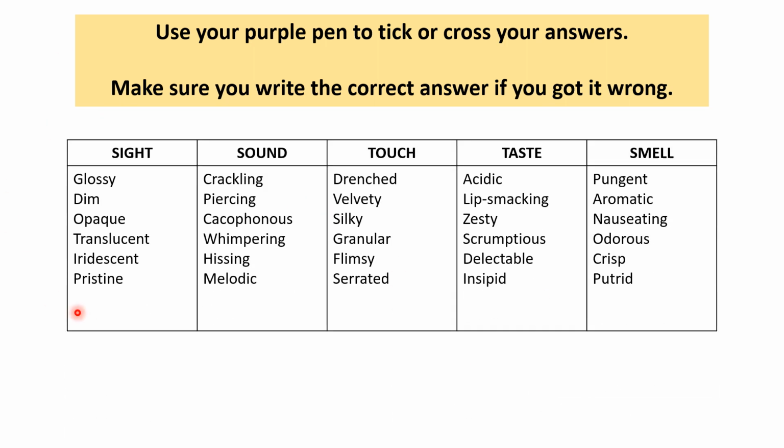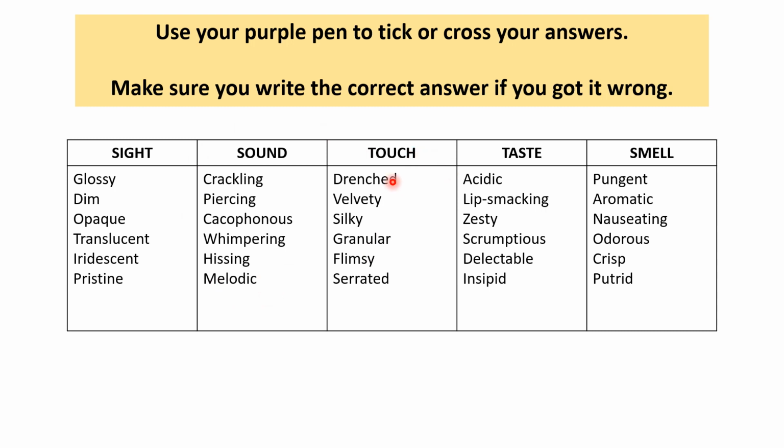So for sight, we have glossy, dim, opaque, translucent, iridescent, and pristine. I'm not going to explain to you the definitions because you should have written those down if you are unsure. Sound, we have crackling, piercing, cacophonous, whimpering, hissing, and melodic. And it's important to notice here that some of these words are adjectives and some of these words are verbs, so you need to make sure you use them correctly.